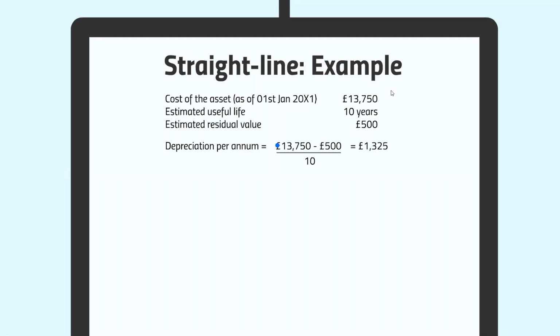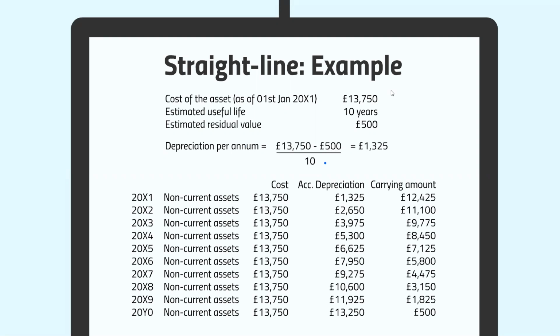So the cost of the asset, from which we would take our residual value of £500, and then we would divide the total of this by our denominator, which is our estimated useful life of 10 years. And this calculation gives us a depreciation charge per annum of £1,325.